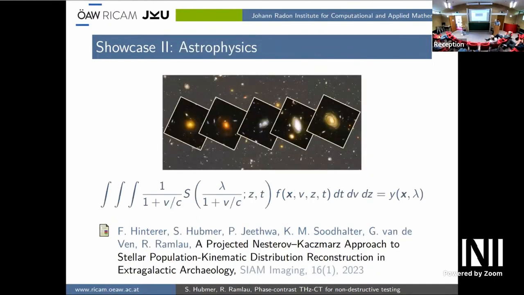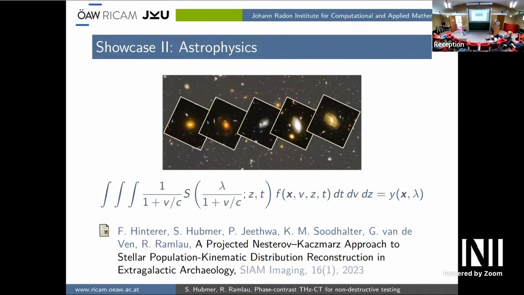Showcase two, we're jumping very far, to light years. This is a project we have with the astrophysics department of the University of Vienna. Our physicists would like to know, if you look at a galaxy, has this galaxy had a crash in the past? Galaxies don't form out of nowhere, and it is quite likely that galaxies have collided over time.